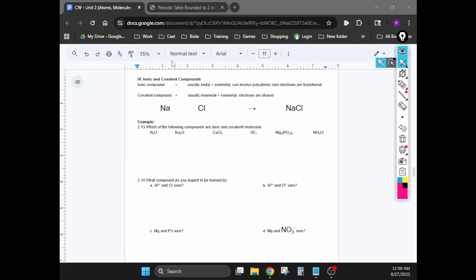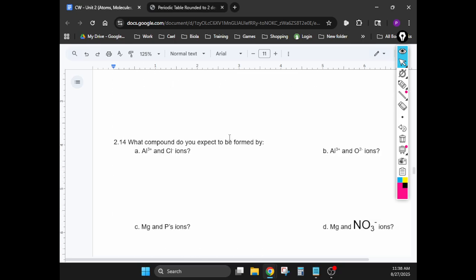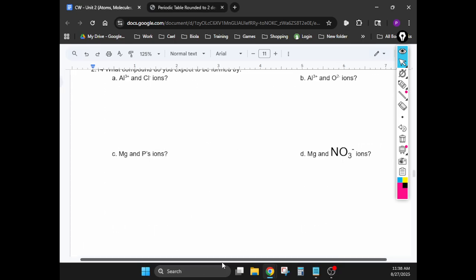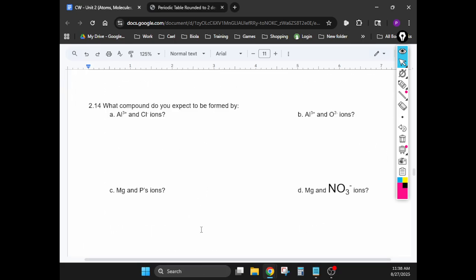With that bad news out of the way, let's do some more problems. For 2.14, we're going to figure out what the molecule is when you combine the ions for these samples. I'll do A with you, and then you try the rest on your own. We have Al3 plus and Cl minus, and we're going to combine them to figure out what molecule is made.